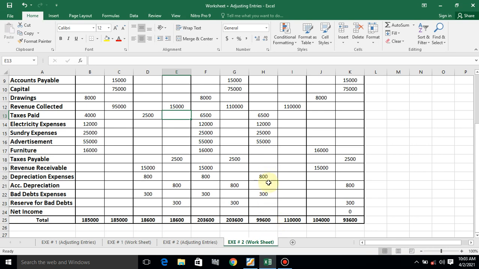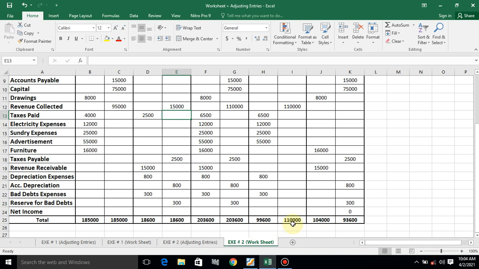When we add up all the values of our debit side, we will get 99,600 rupees, and when you add up all the values of the credit side, you will get 1,10,000 rupees. But you can see that a difference of values is coming here. The difference is 10,400 rupees. If you subtract 99,600 from 1,10,000, you will get a difference of 10,400 rupees.